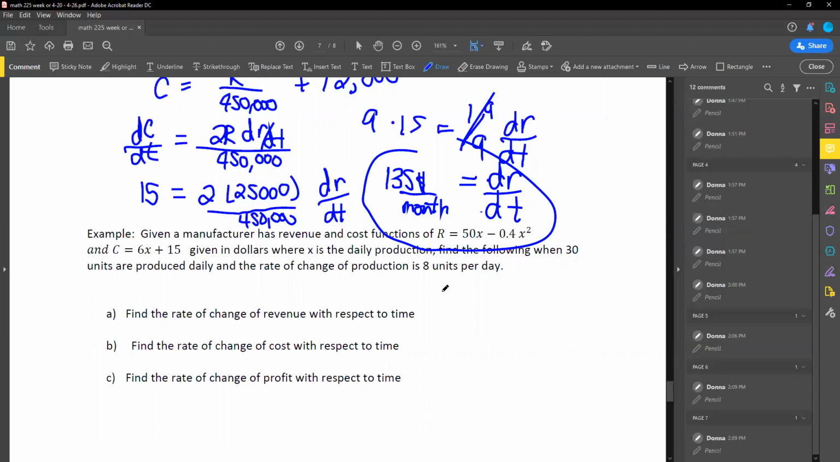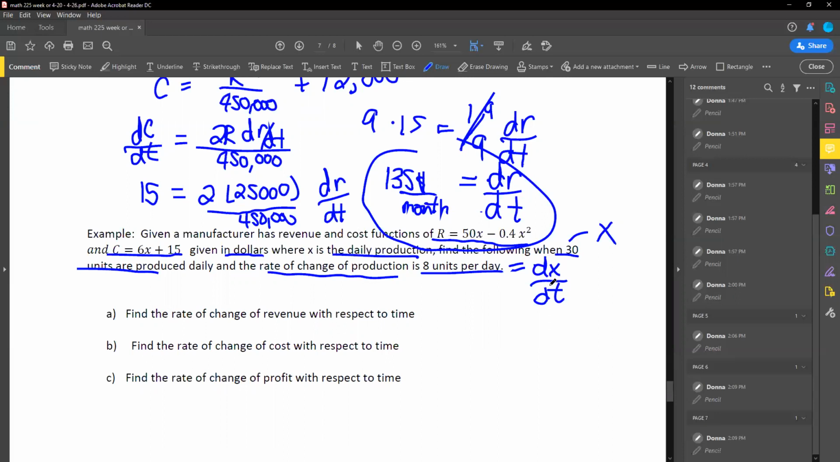So given this next one, given a manufacturer has revenue and cost function. So this is your revenue and this is your cost. Given in dollars, where X is the daily production, that's just the number you produce. Find the following when 30 units are produced daily. So what are they giving me here? They're giving me that X is 30. Again, you don't plug in things that are changing until the very end, okay? And the rate of production, let's keep going. The rate of production is 8 units per day. So what is the rate of production? So that's the rate of the number over the time. So this is really dx/dt that they're giving me. Okay. X is the number that I produce.